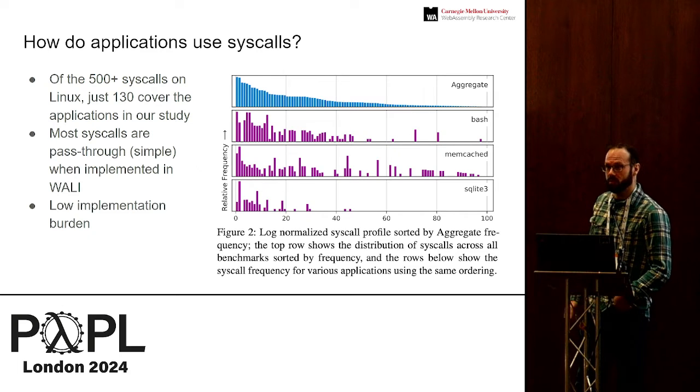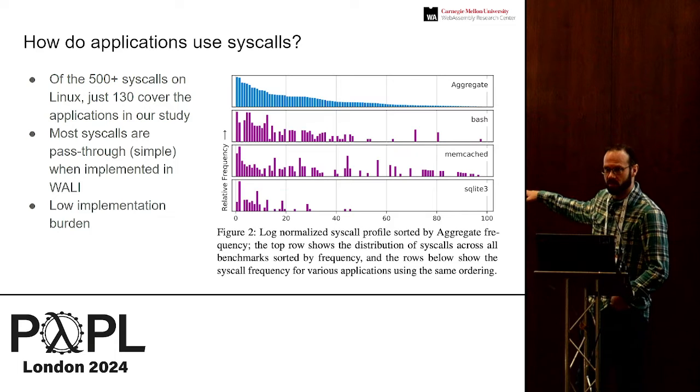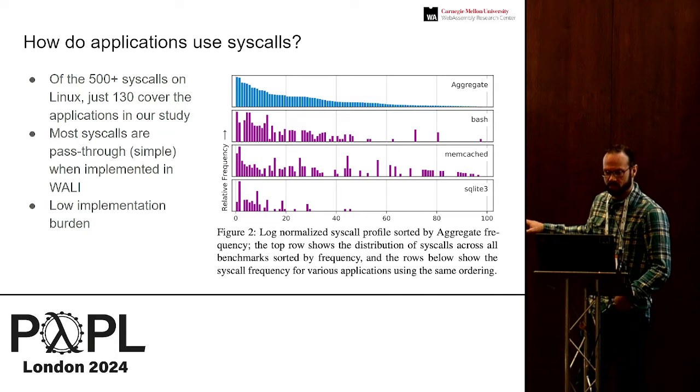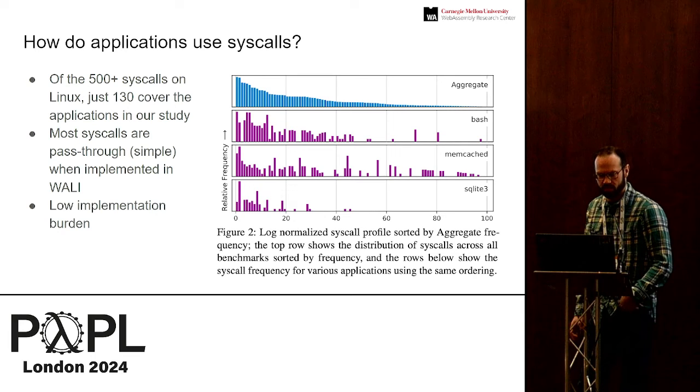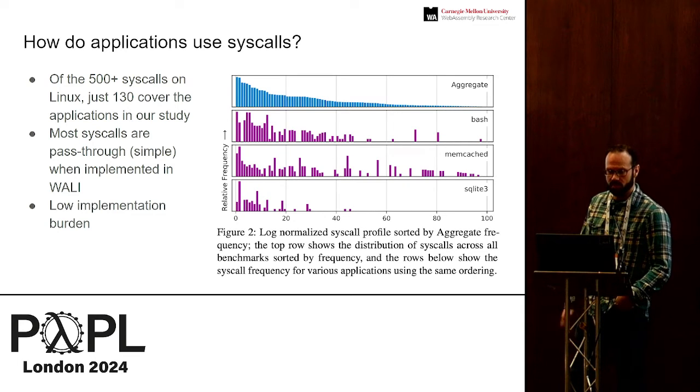They don't use the entire system call set. Only about 130 covered all the ones here, and we're able to run many things with just that set. That's less than a third of the overall set. And again, as I mentioned before, most of them are just passed through, so they're simple to implement. That means it's not a big burden to implement these system calls.